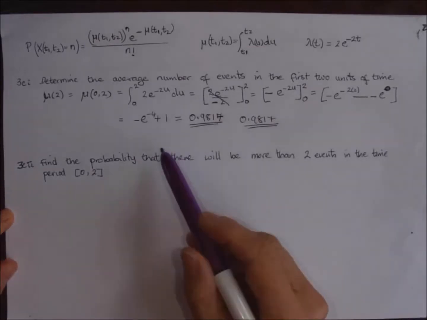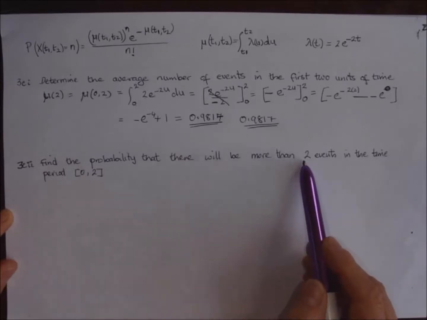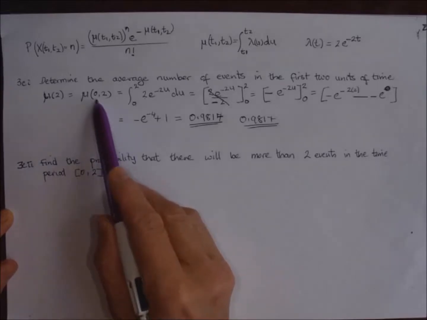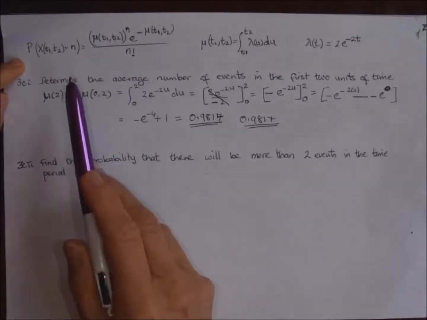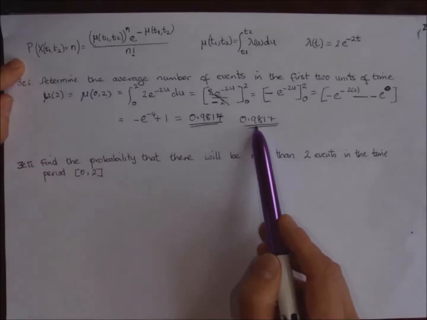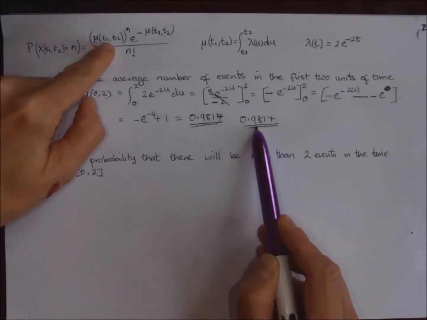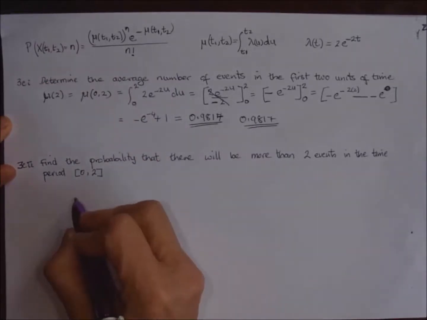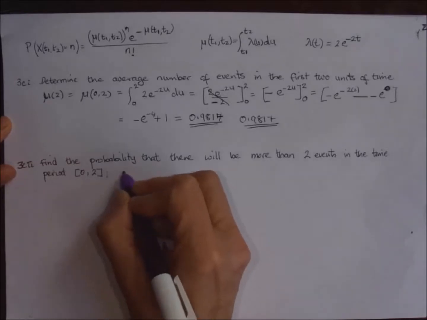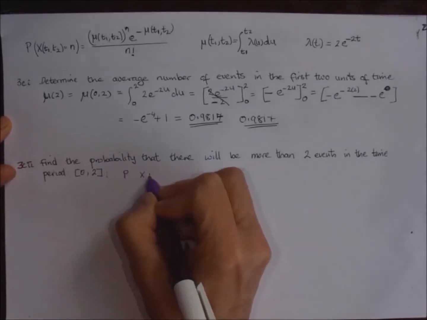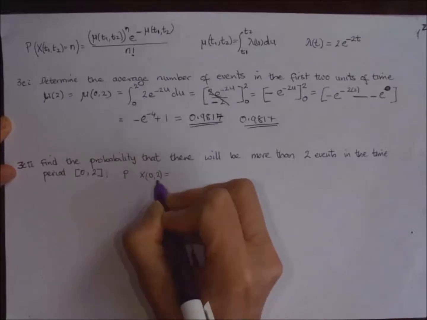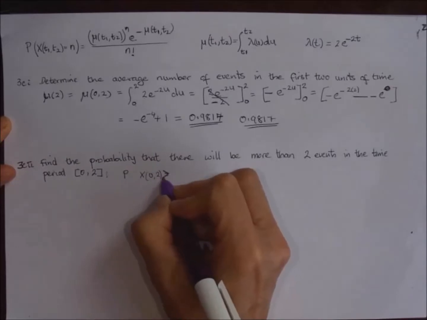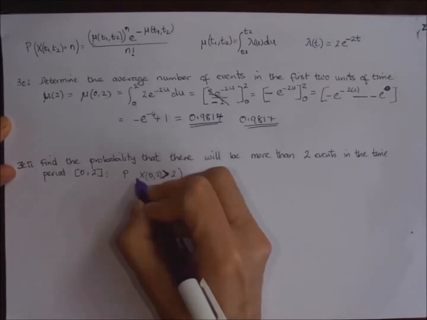Okay, so part 2. Same situation, find the probability that there will be more than 2 events in the time period 0 to 2. So we basically already have the mu part of it, that's this. So we're using this formula here. We already have mu between 0 and 2, which equals 0.987. That will go in there. And we figure out the rest. So basically, they're asking for the probability that x between 0 and 2 is greater than 2.